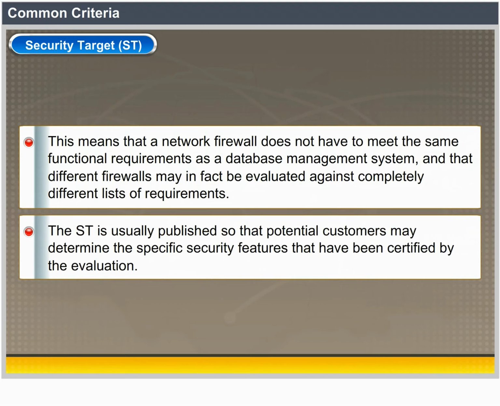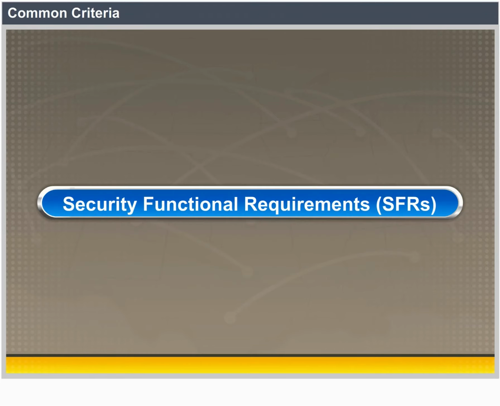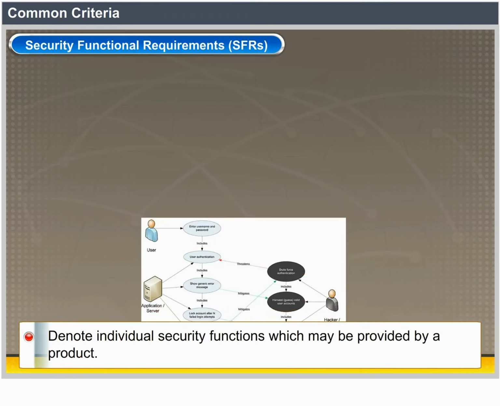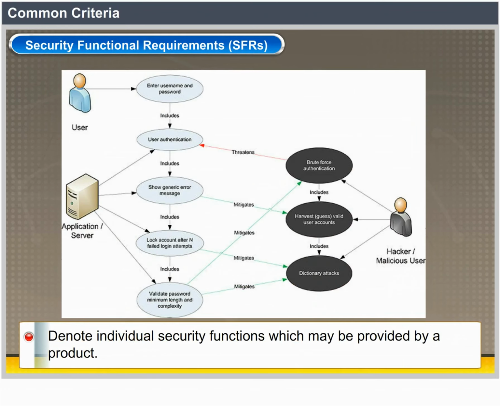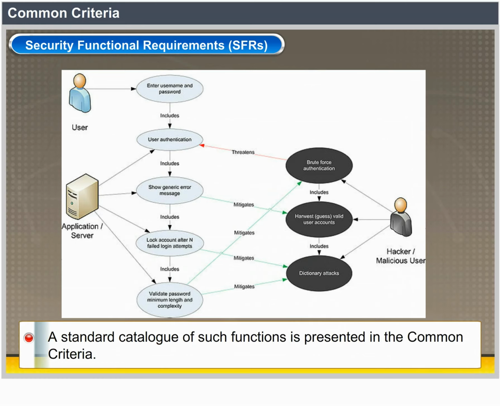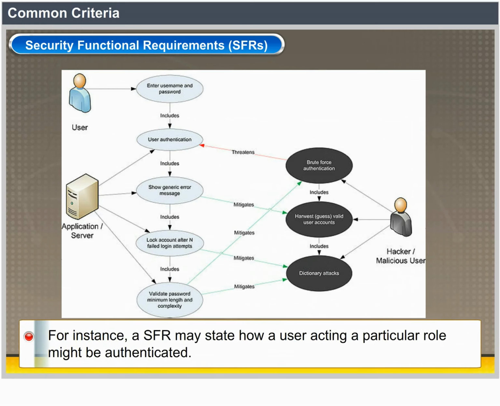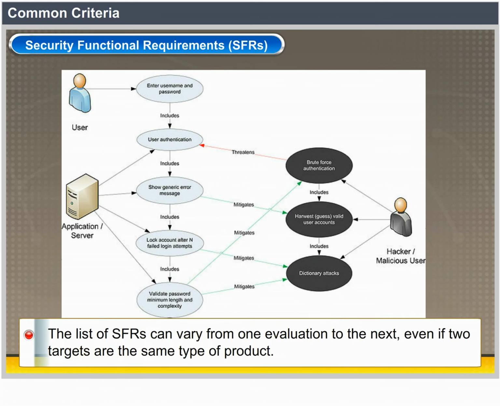Security Functional Requirements, SFRs. Specify individual security functions which may be provided by a product. The Common Criteria presents a standard catalog of such functions. For example, an SFR may state how a user acting in a particular role might be authenticated. The list of SFRs can vary from one evaluation to the next, even if two targets are the same type of product.